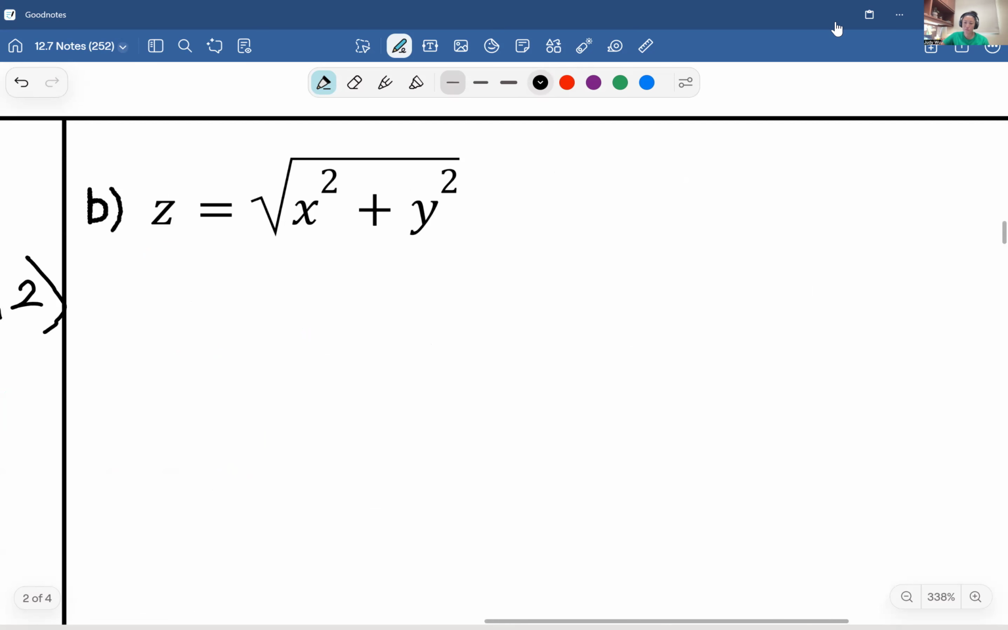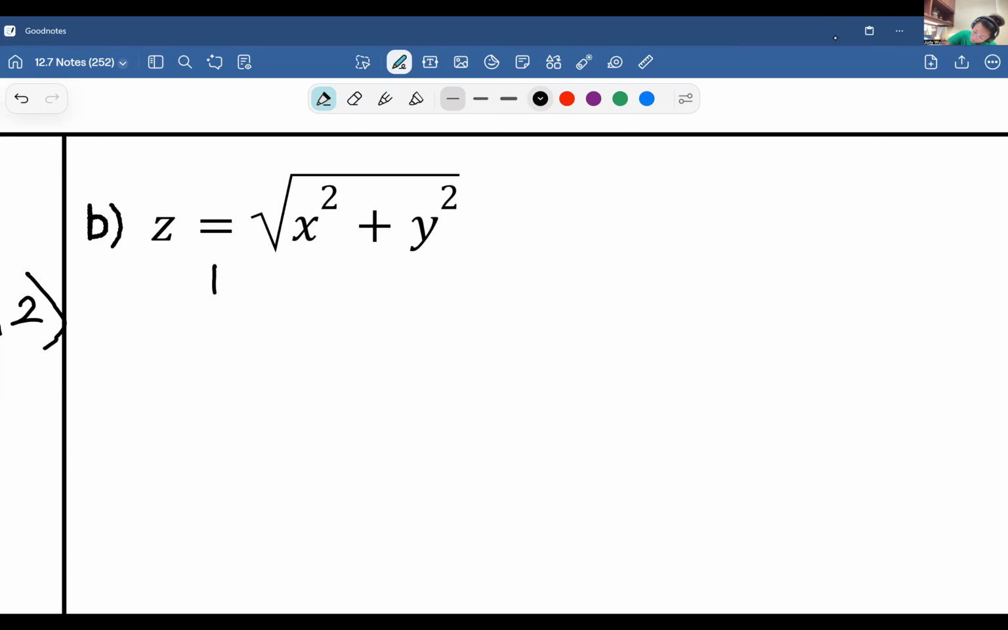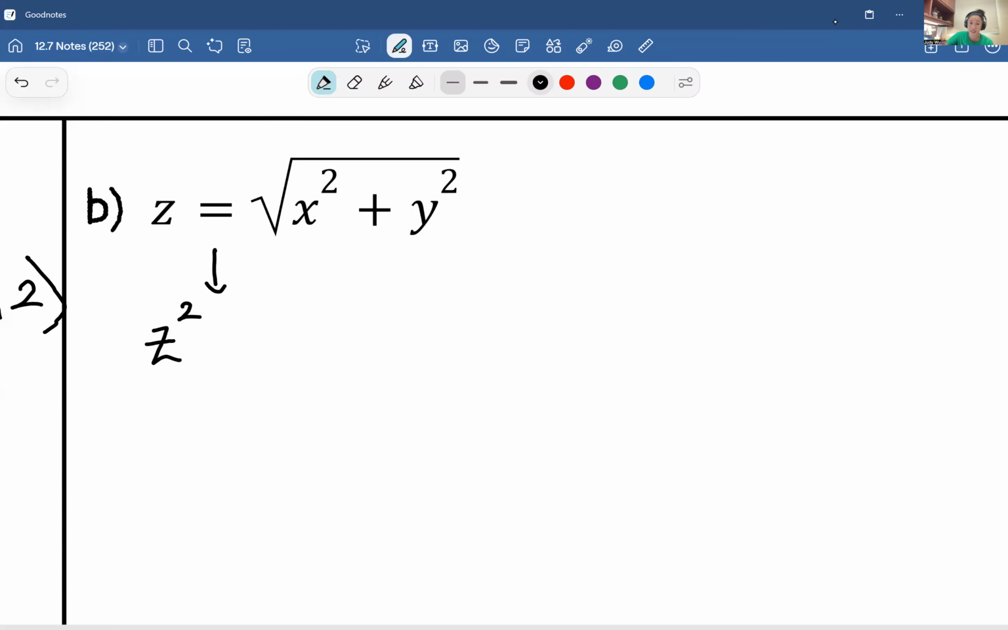All right, let's take a look at part B. So part B looks kind of similar, but it's z equals the square root of x squared plus y squared. Okay. Now, if I want to compare this to what I have on that quadric surfaces graphic organizer, let's go ahead and square both sides. So when I square the left-hand side, I get z squared. But when I square the right-hand side, that gets rid of my square root, and I just get z squared equals x squared plus y squared.